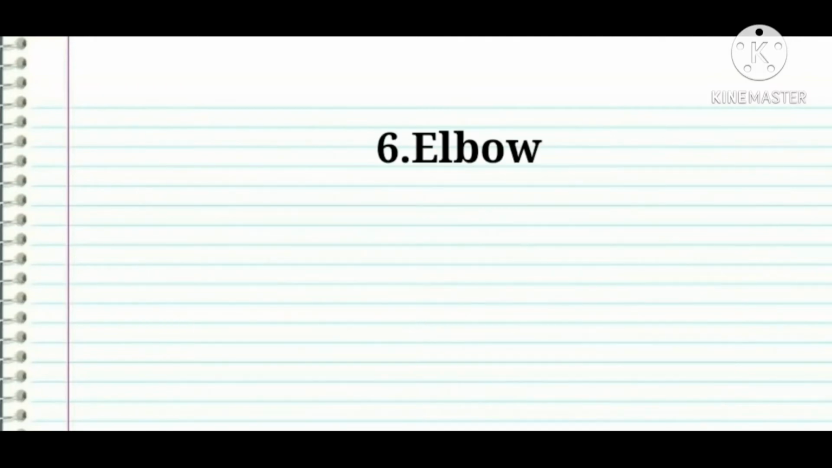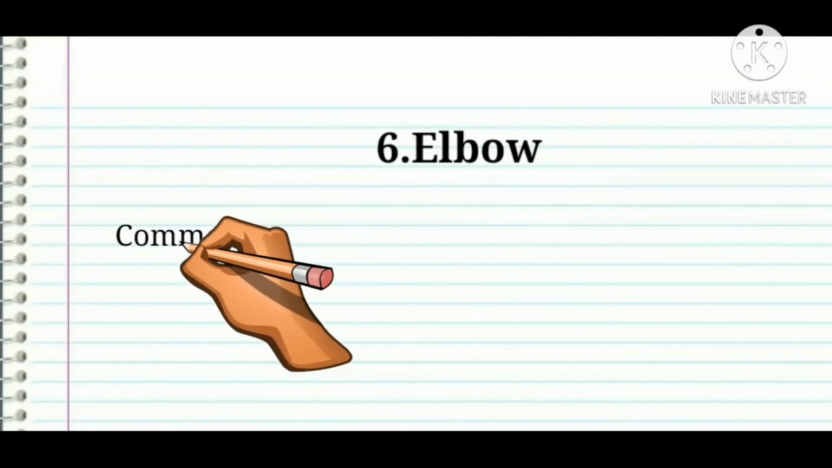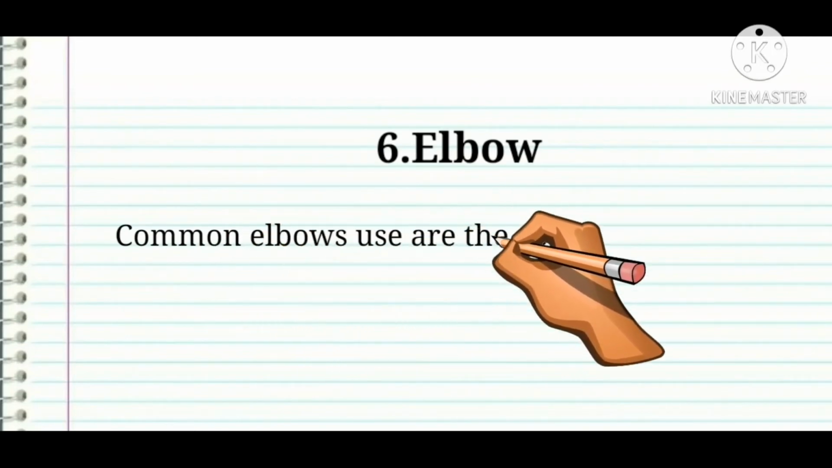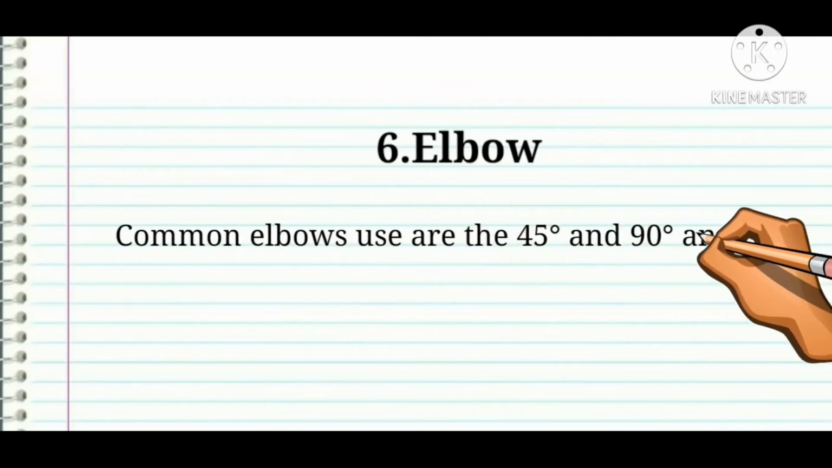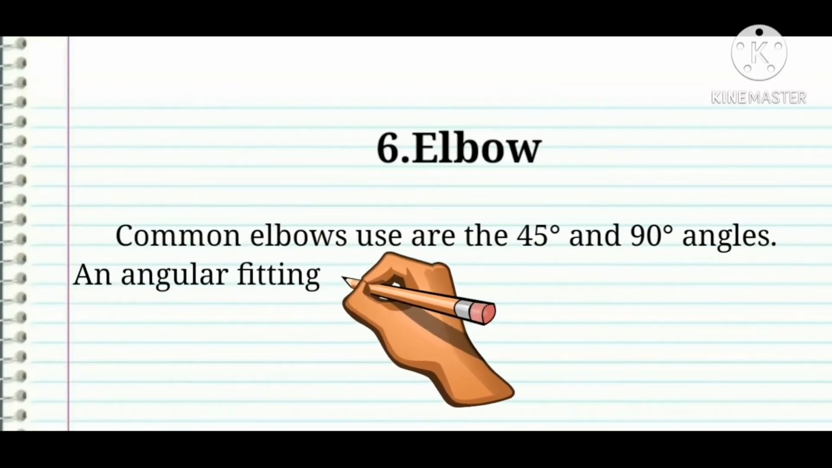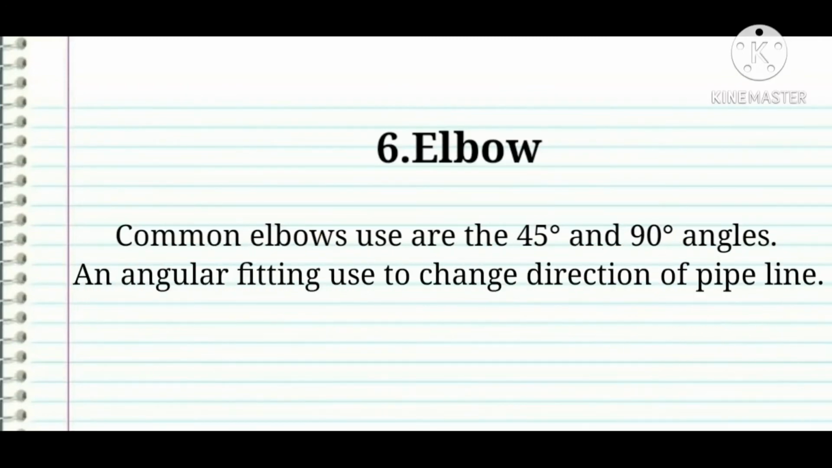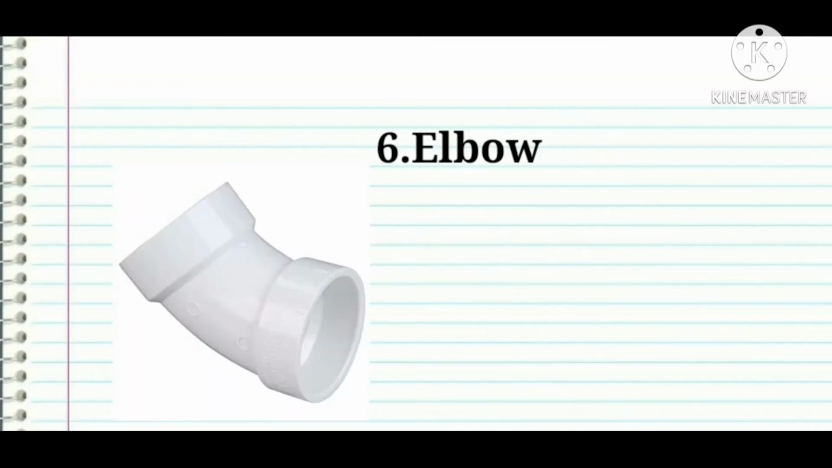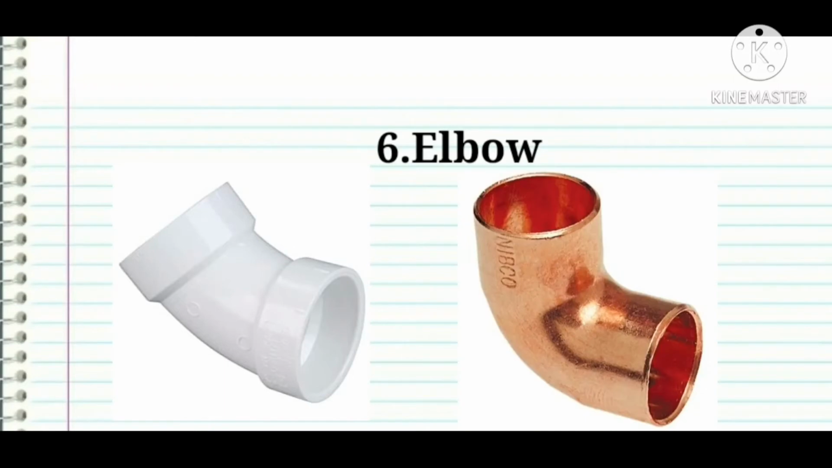Pang-anim, elbows. Usually, the common use are the 45 degree and 90 degree angle. It is an angular fitting used to change the direction of the pipeline. Ginagamit ito sa ating sanitary drainage and water supply para maiwasan ang blockage. At ginagamit rin ito for the elevated places. We can also point or turn the pipe system to change directions. Tinatawag natin itong joint sa ating water and drainage system.